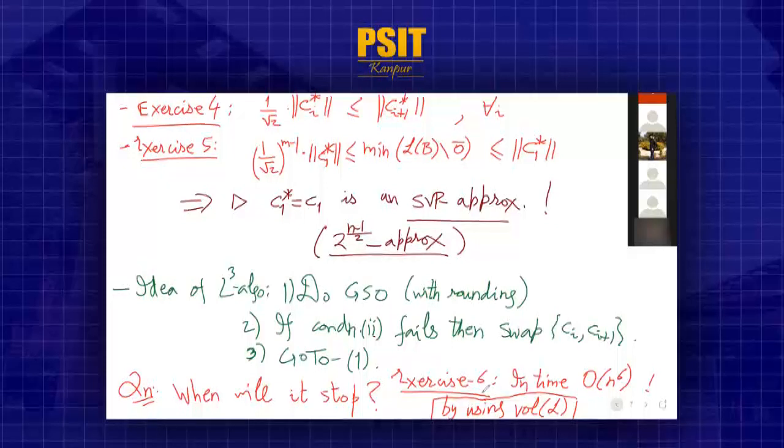Sir, is there any condition in which this algorithm will fail to give an output? No, this exercise 6, if you do, this finishes the L-cube description. It always succeeds, and it always gives you C1, which is a 2 raised to n by 2 approximation. Is that clear? Okay, sir. Thank you.